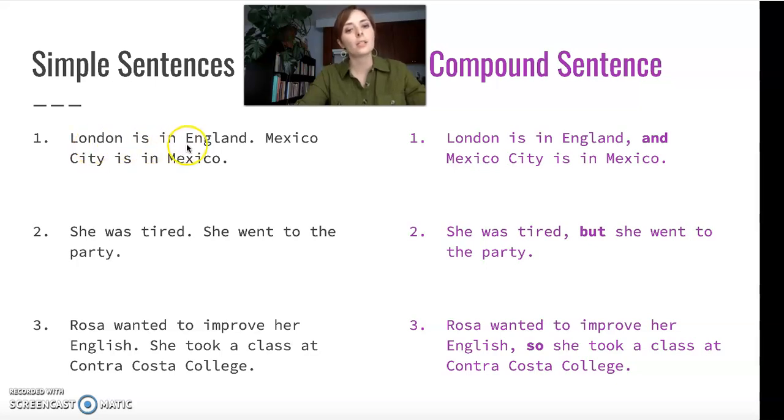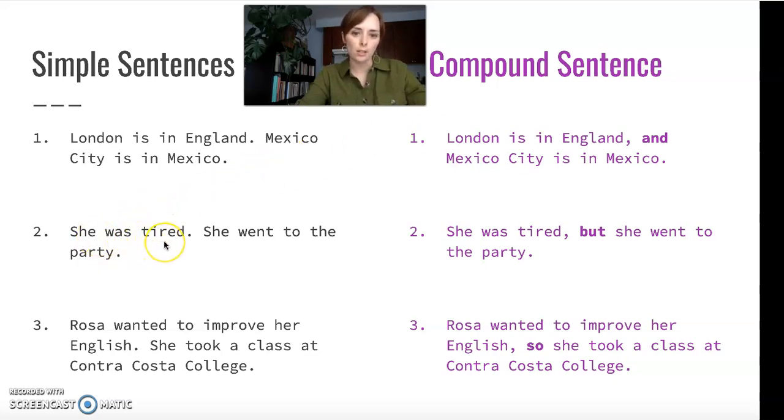So London is in England. Mexico City is in Mexico. So what we can do with compound sentences is that we can combine this with a coordinating conjunction and we make one compound sentence. So London is in England and Mexico City is in Mexico. Okay, let's look at the next one.